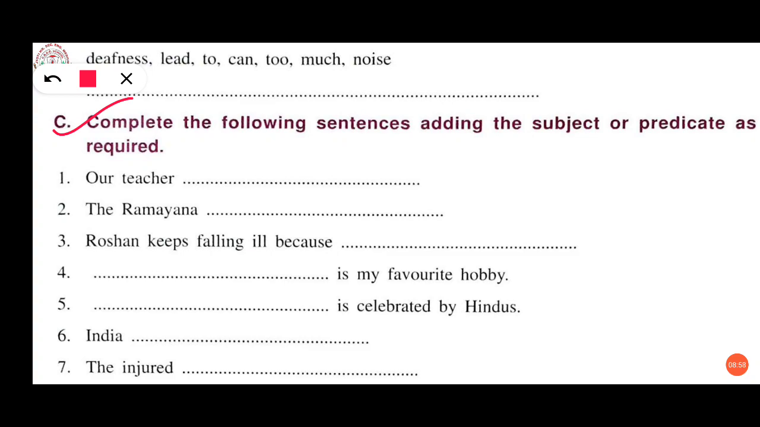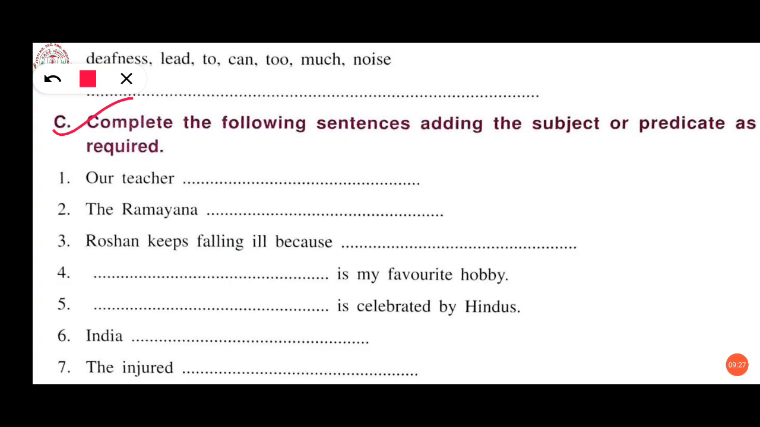The Ramayana is a holy book of Hindus. Third one, Roshan keeps falling ill because he does not have healthy habit or he does not have healthy diet. Nowadays it is very much important for everyone to take a healthy food.